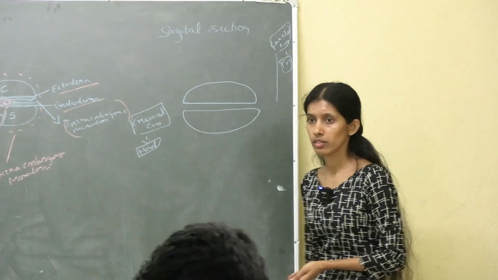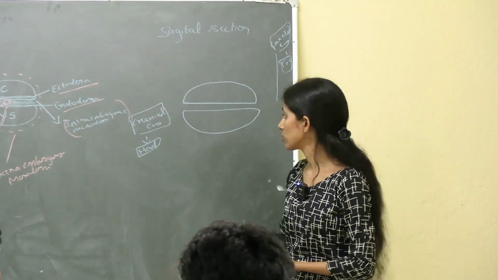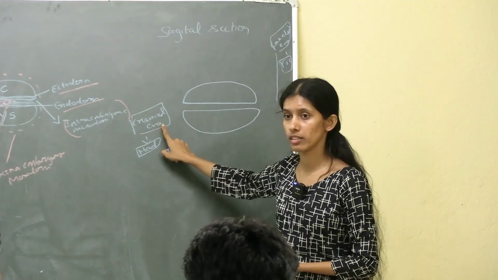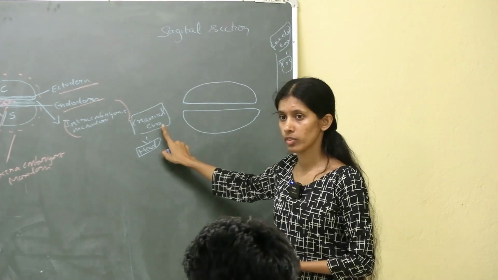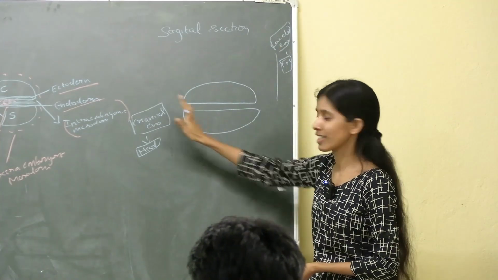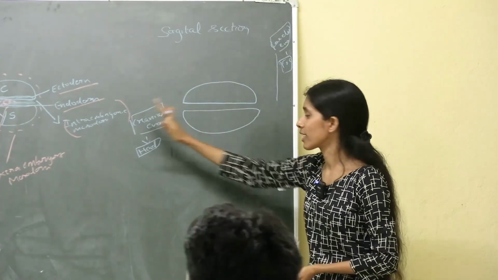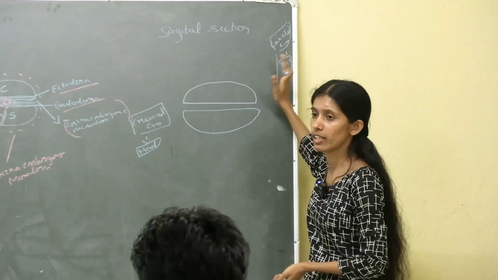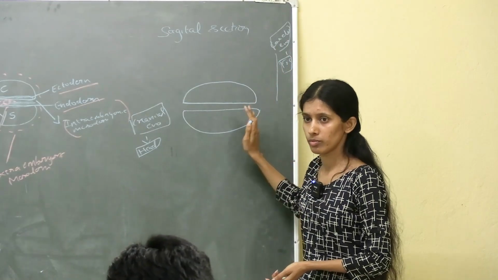Okay, this is the cranial end. This is the caudal end. Cranial end I can also call head and the caudal end I can also call toe. Okay.